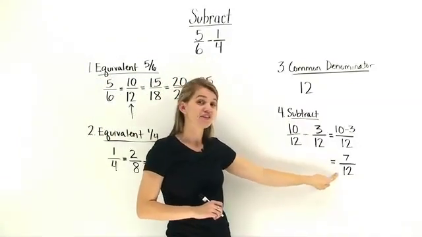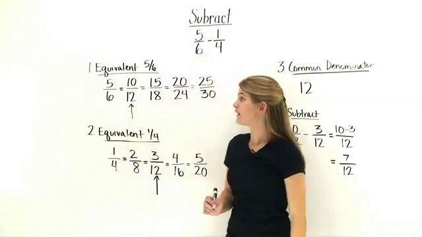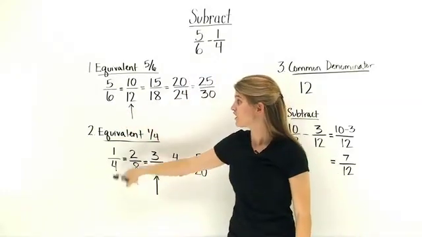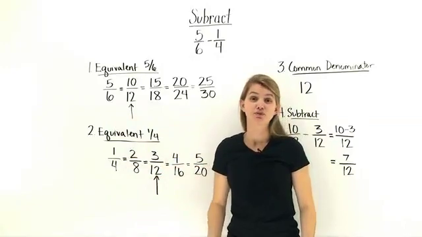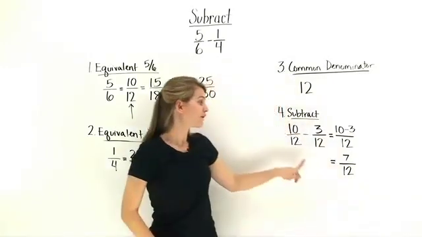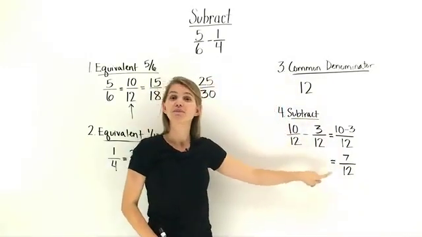And we were able to find this fraction by first making a list of some of the equivalent fractions of our two fractions. Next, we looked for a common denominator between those two lists. We rewrote our fractions with that common denominator, and we subtracted.